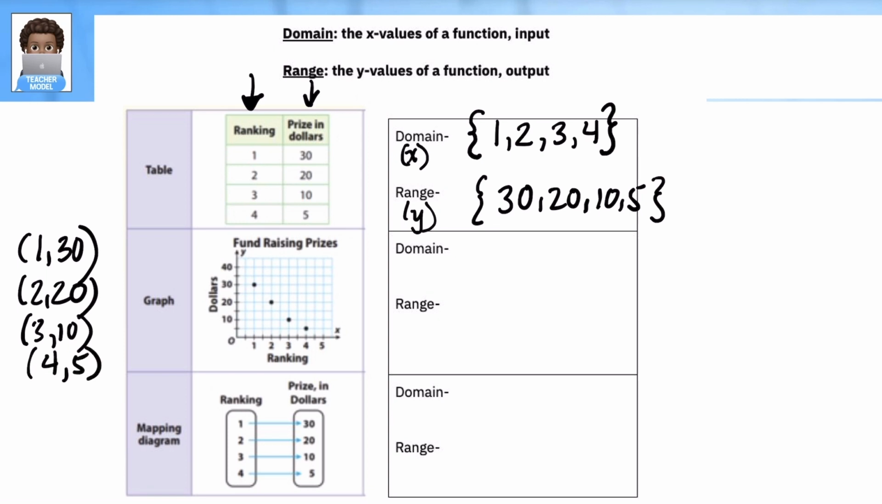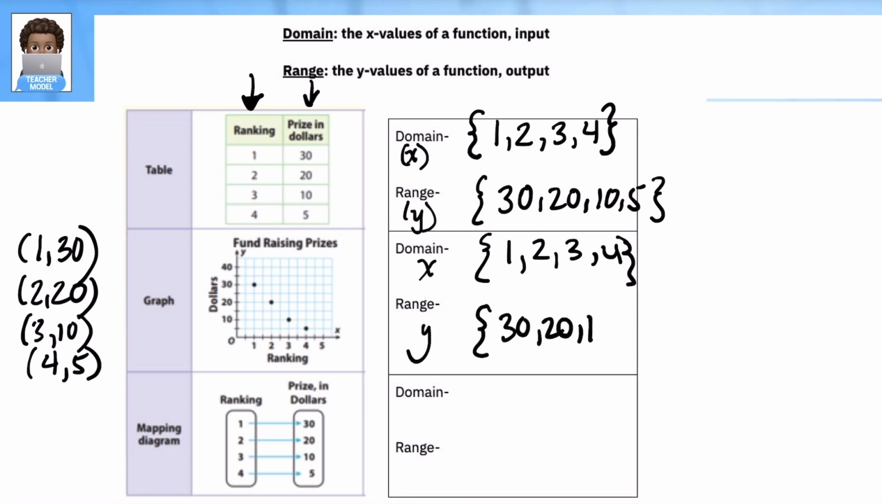Okay, so I'm going to do the same thing again. For domain, I'm just going to put in my x values, 1, 2, 3, and 4. And let's do the same thing for my y values, 30, 20, 10, and 5. I'm going to try and do this a little more slowly. There we go.